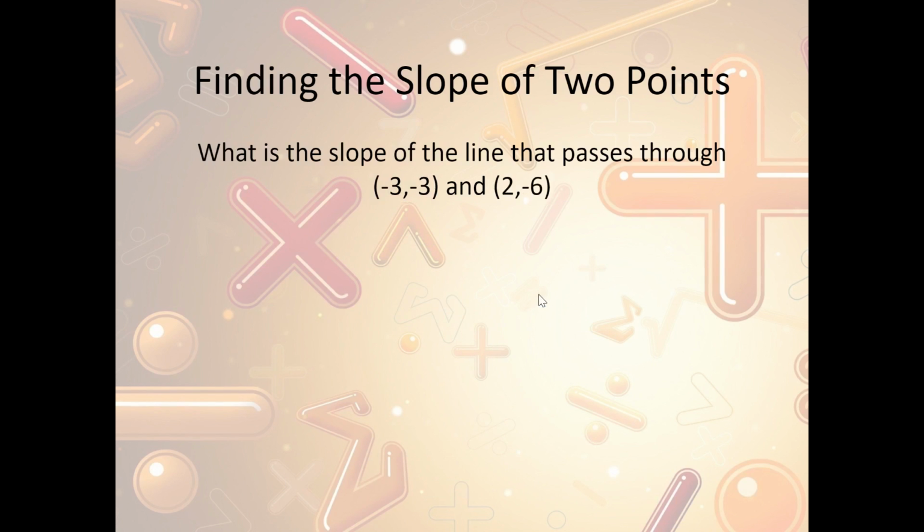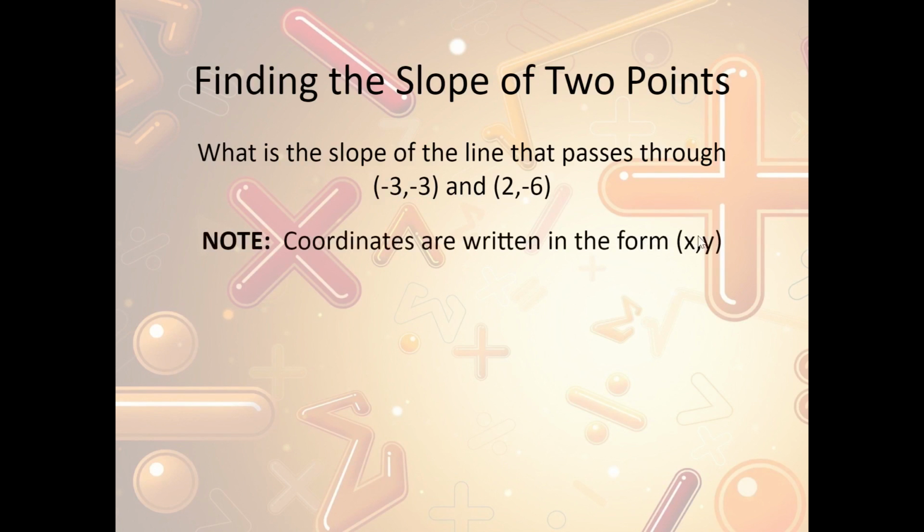Let's look at another example. What is the slope of the line that passes through (-3, -3) and (2, -6)? Again, coordinates are written as x and y, so this is my x, this is my y, this is my x, this is my y. And slope is change in y over change in x.